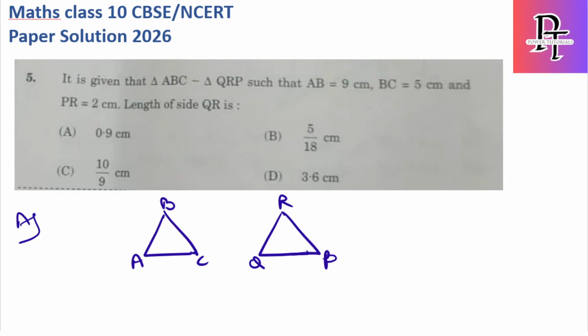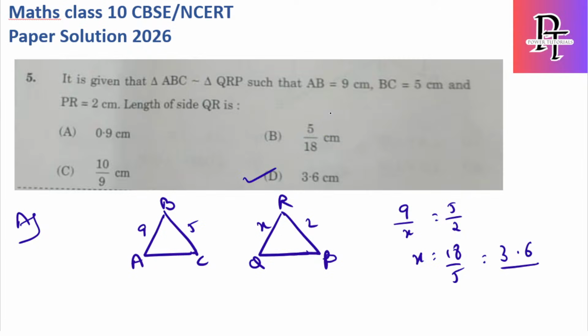AB is 9, BC is 5, PR is 2. They are asking for QR, which I'll write as X. As these are similar, the respective sides are proportional. So 9 by X is equal to 5 by 2. So X becomes 9 2 is 18 by 5, which is nothing but 3.6. So the answer is D, which is 3.6.